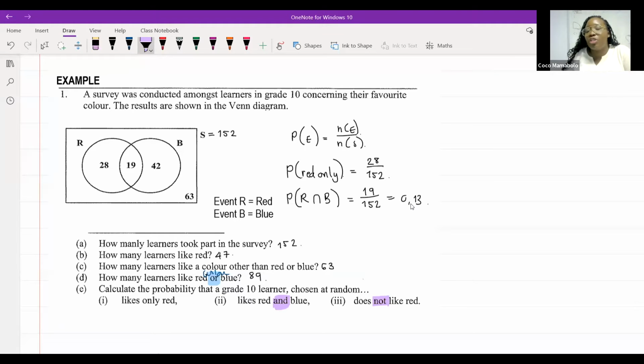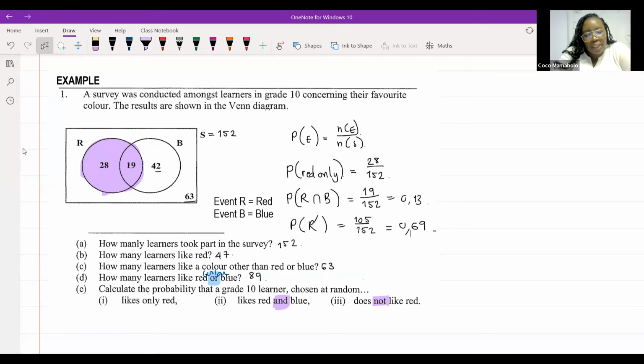So we want everybody who does not like red. The complement of red, which means we cannot count anybody in red. These people don't count, because they make up part of the red circle. So I'm going to say the probability of red complement, a little apostrophe for red complement, is equal to, now I have to take 63 plus 42, and that's going to give me 105 over 152, which is, according to Namisile, 0.69. Excellent.